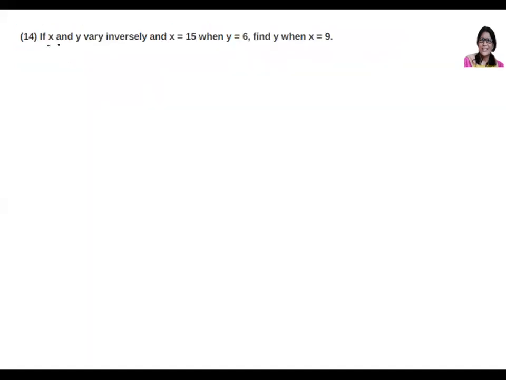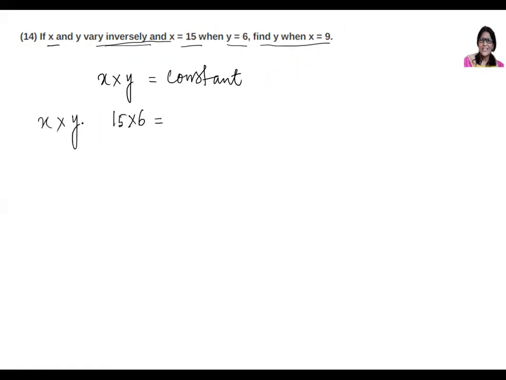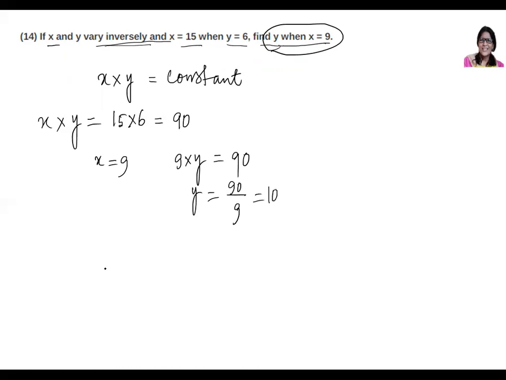Question 14. If x and y vary inversely, x is 15, y is 6, then find y when x is 9. They vary inversely means x into y is constant. So 15 into 6, this is your x into y, that is 90. So that should be also this x and this y. What is x now? X is 9. So what will be y? 9 into y will be 90, or y will be 90 by 9. That will be 10. So y is equal to 10. Answer.